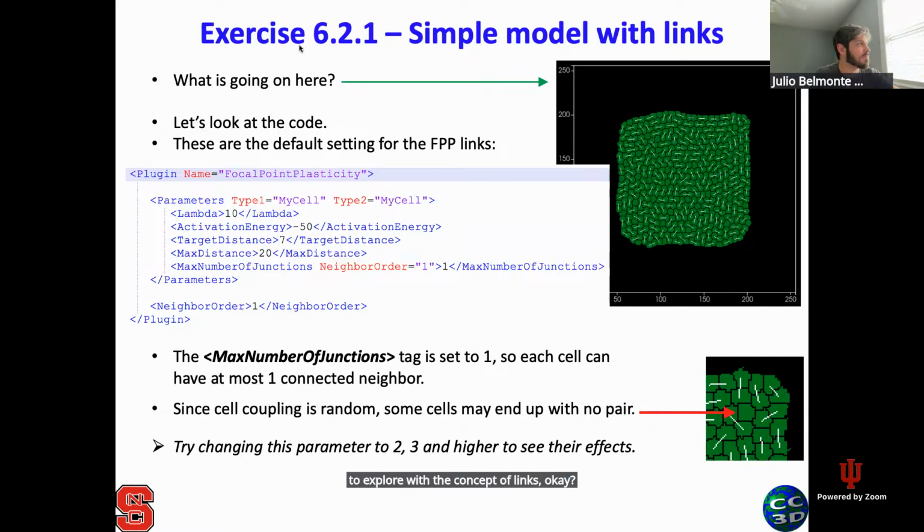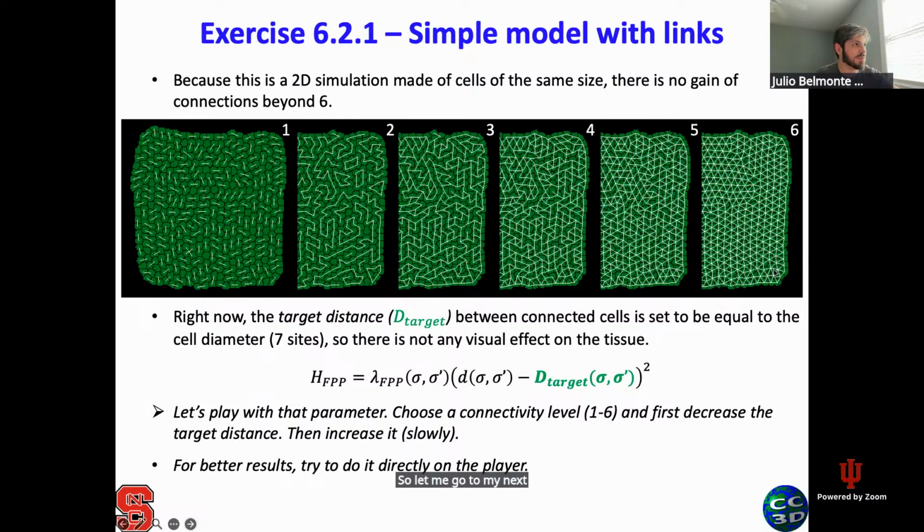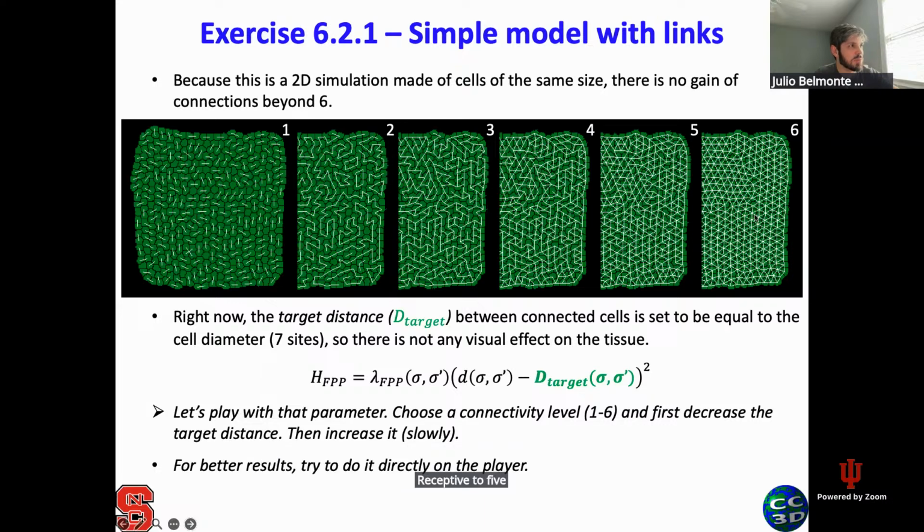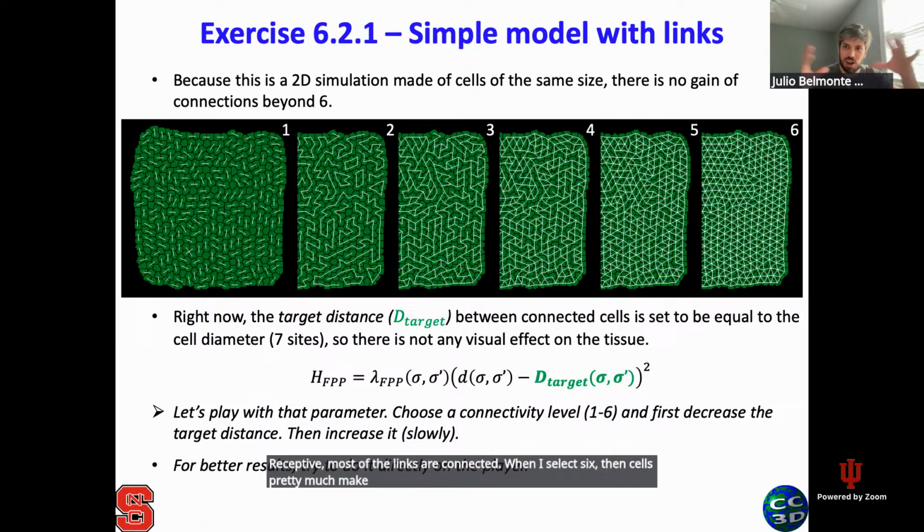Let me go to my next slides. Here I have a snapshot of how the simulation looks at different levels of connectivity, when I set up the maximum number of junctions. When I set to 5, most of the links are connected. When I set to 6, then cells pretty much make links with all the neighbors.